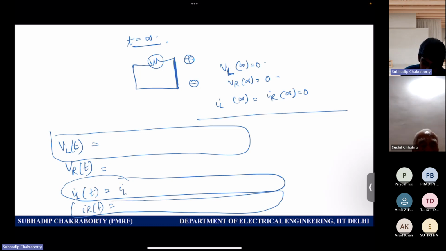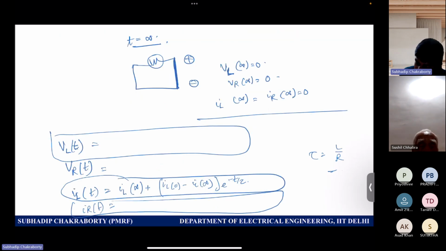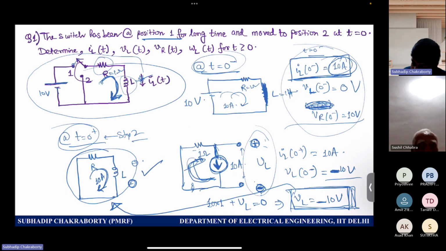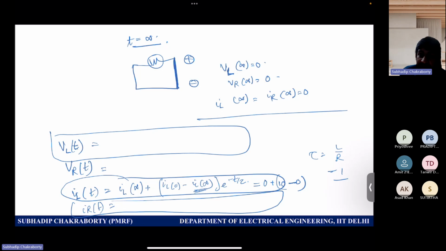So IL you can tell first. What is it, according to the formula? IL infinity plus IL 0 minus IL infinity, e to the power minus t by tau. What is tau? L by R. What is L? Let's say 1 and 1. So tau is 1, right? So you calculate this. IL infinity is what? 0. Plus IL 0 minus IL infinity, so 10 minus 0, because the initial condition is 10 and the final condition IL infinity is 0, e to the power minus t. Tau is 1, so we neglect it. So 10 into e to the power minus t.